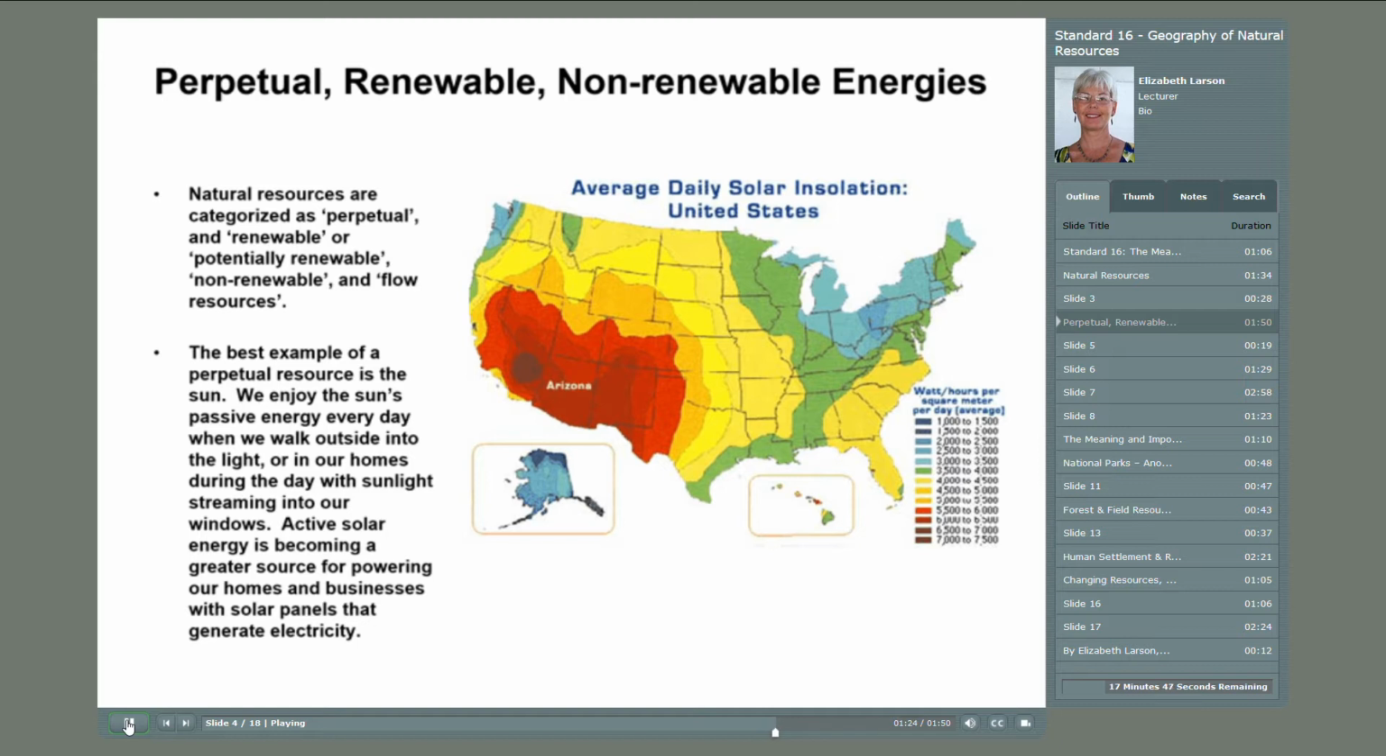The best example of a perpetual resource is the sun, as mentioned earlier. We enjoy the sun's passive energy every day when we walk outside into the light, or when it shines in our homes during the day. Active solar energy is becoming a greater source for powering our homes and businesses with solar panels that generate electricity.